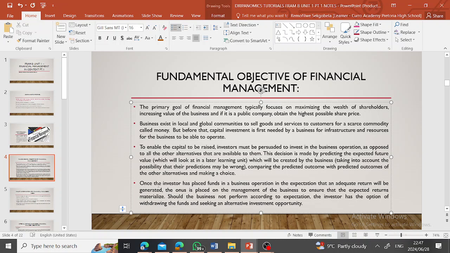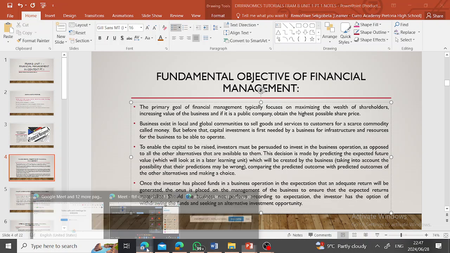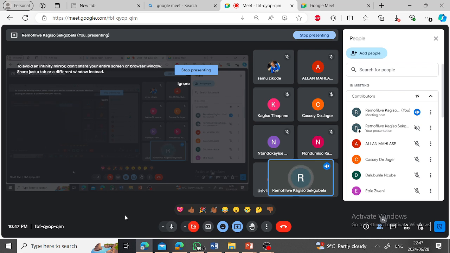Once the investor has placed funds into a business operation in the expectation that an adequate return will be generated, the onus is placed on the management of that business to ensure that the expected returns materialize. Should the business not perform according to expectation, the investor has the option to withdraw the funds and seek alternative investment opportunities. So if you want to buy shares or invest in a specific company, you are investing with the hope that the management of that company is capable of doing good and giving you a return on your investment. Is everyone following?